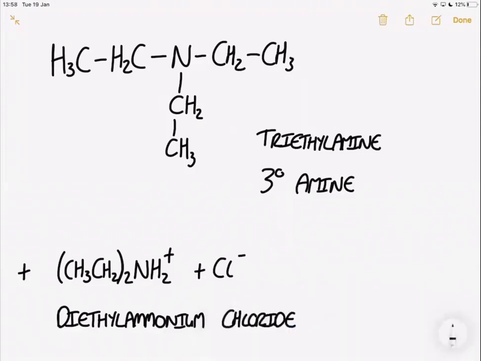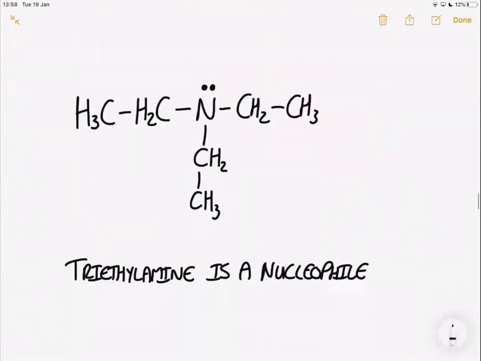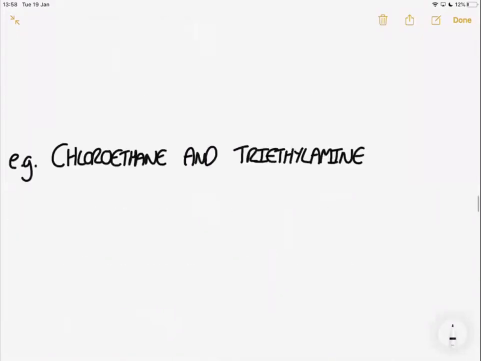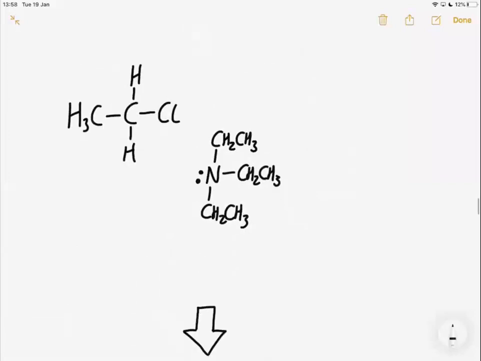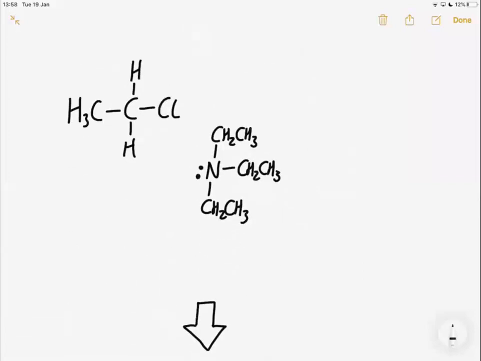There's a kind of end game here to get to, which involves me saying yet again that the amine that has been formed can act as a nucleophile because it has a lone pair of electrons. So I think we can go a bit quicker this time. Let's show the reaction of chloroethane and triethylamine. Pause, two curly arrows. On we go. Okay, I don't think we need to discuss this time.